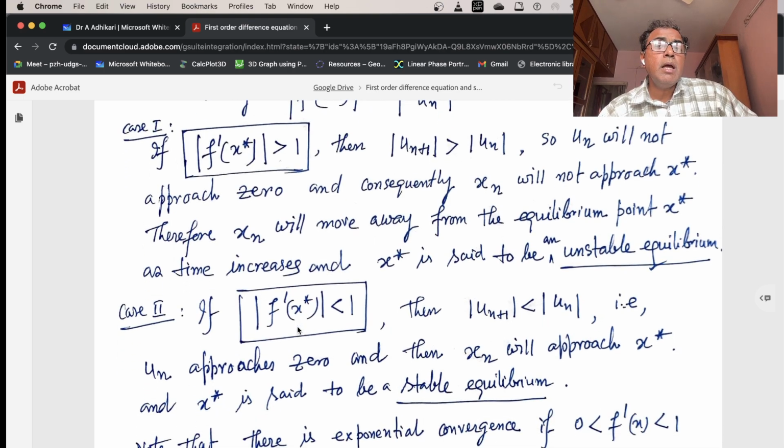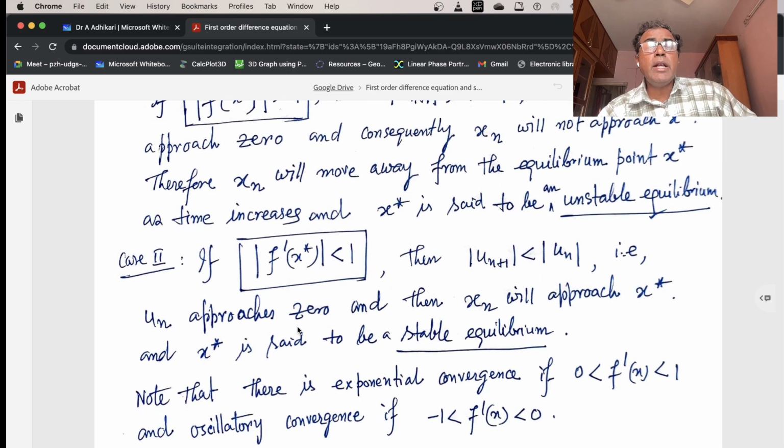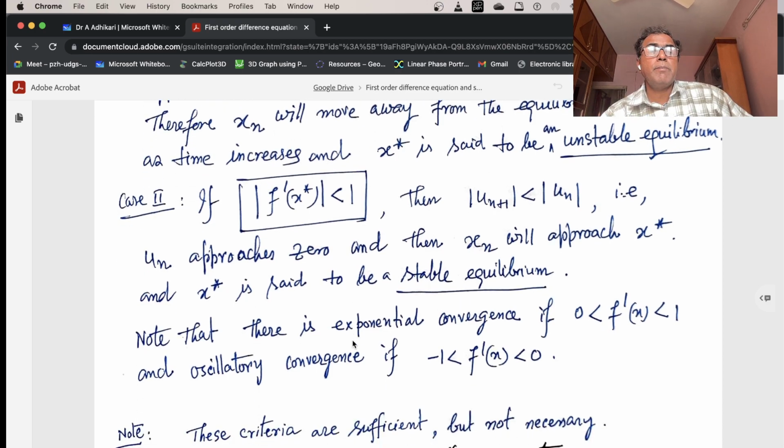Case 2: if the modulus of f dash x star is less than 1, then obviously the modulus of u_{n+1} is less than the modulus of u_n. So the moduli of u_{n+1}, u_{n+2}, u_{n+3} all approach 0, and so x_n will approach the equilibrium point x star. So x star is said to be a stable equilibrium point.